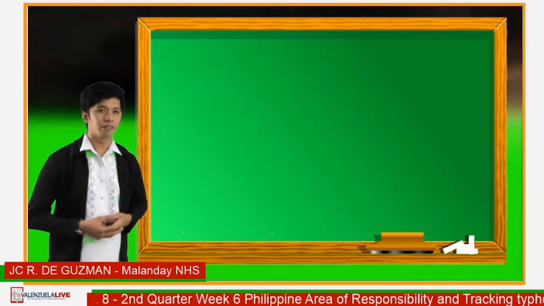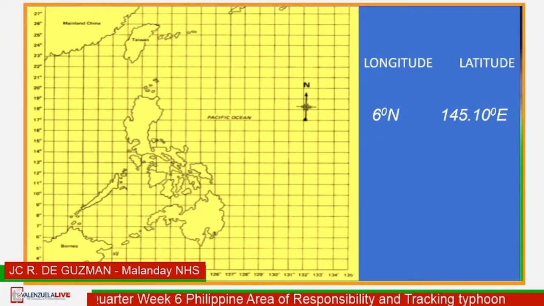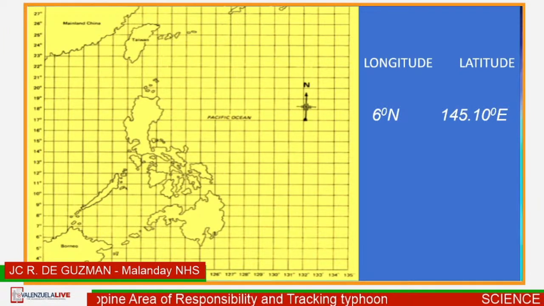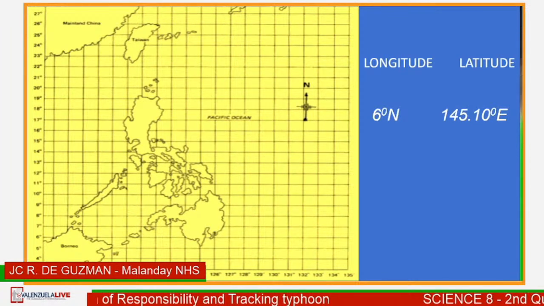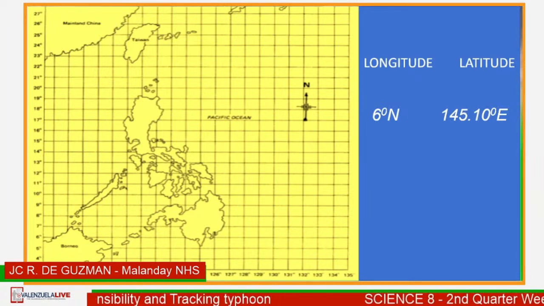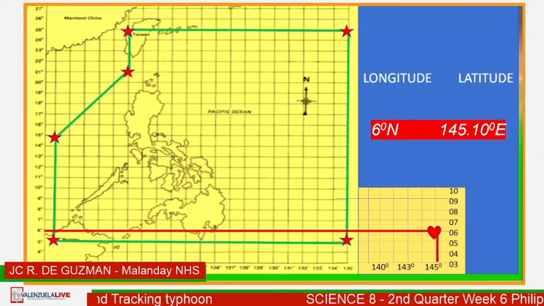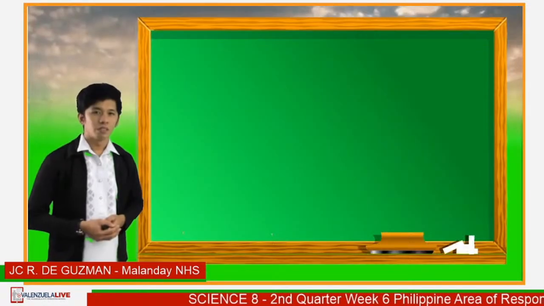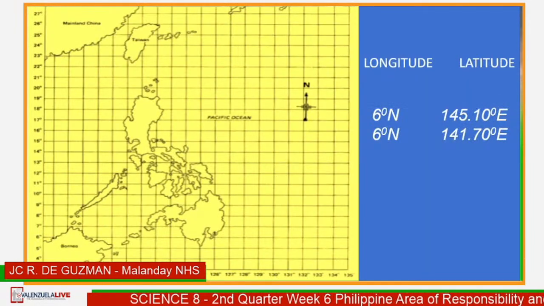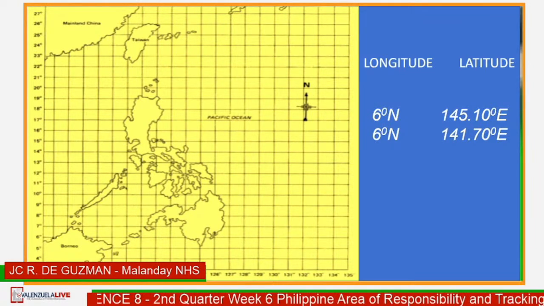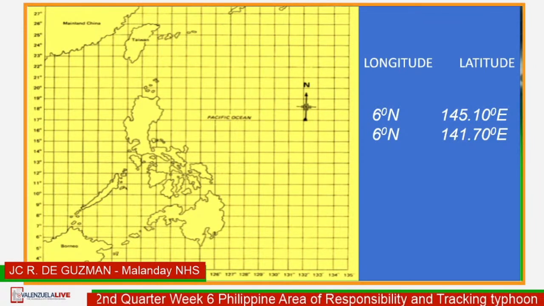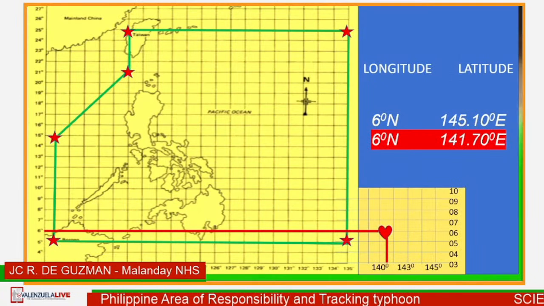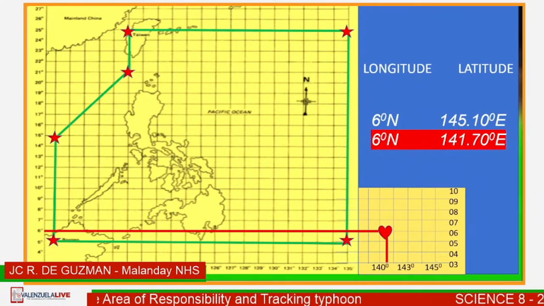Okay, for the first coordinate, we have 6 degrees north, 145.10 degrees east. Okay, the answer is no. It is not under the PAR. Second one, 6 degrees north, 141.7 degrees east. Is it under PAR? Okay, the answer is no. It is not under the PAR.